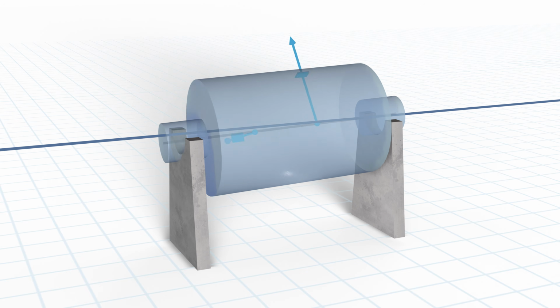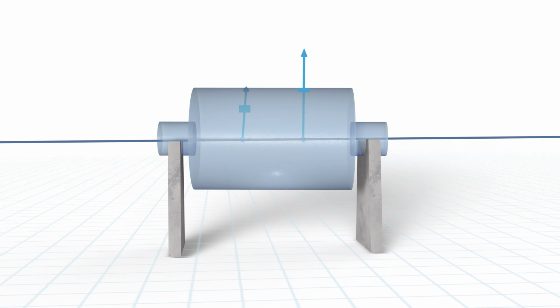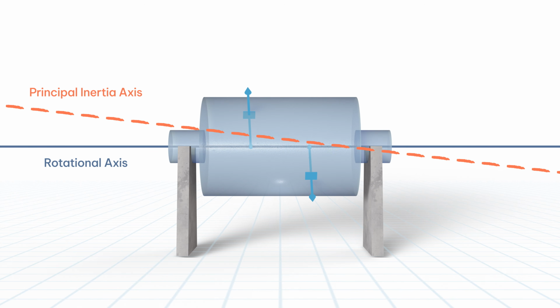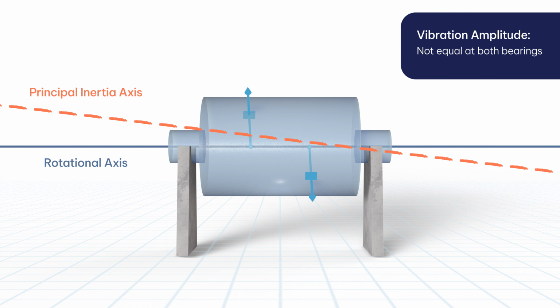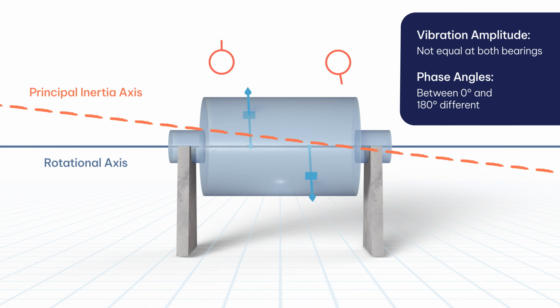Dynamic unbalance is a combination of static and couple unbalance. It occurs when the principal inertia axis is displaced from the rotational axis and does not intersect at the center of gravity. The two axes are not parallel. The vibration amplitude is not equal at both bearings and is neither in phase nor 180 degrees out of phase. Instead, it will be somewhere in between.